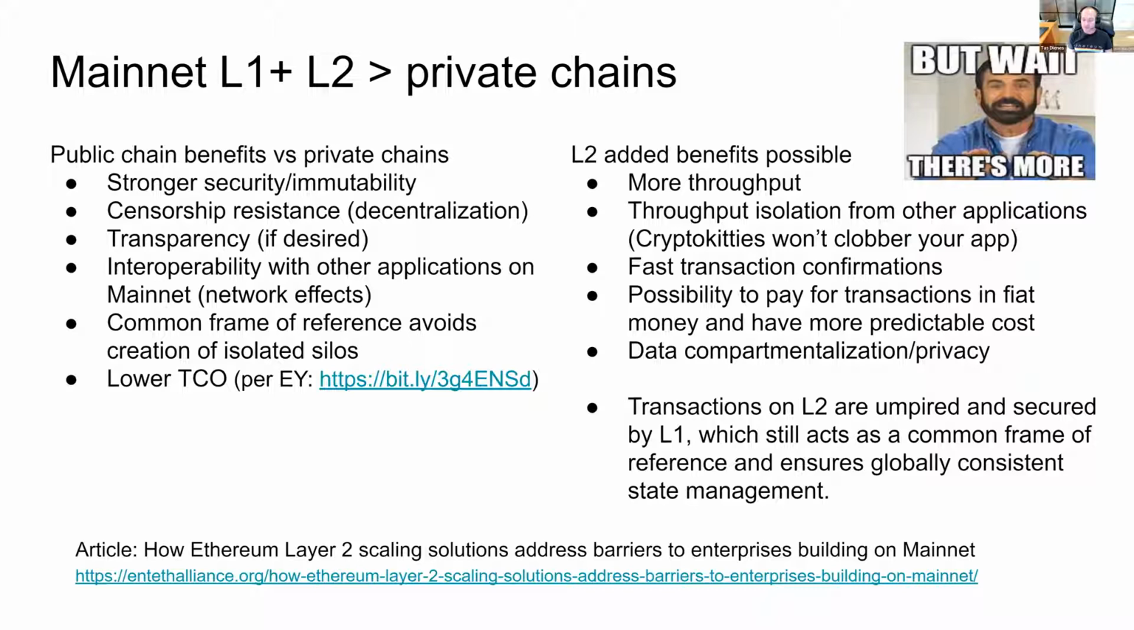So if there's an application like CryptoKitties, for example, that takes off and eats up a lot of capacity on layer 1, the right layer 2 can sort of insulate you from that so that your application can still keep chugging along even though layer 1 may be relatively congested by something else. You can also get fast transaction confirmations. So some enterprise applications need kind of quick response times, and you can get that with layer 2.